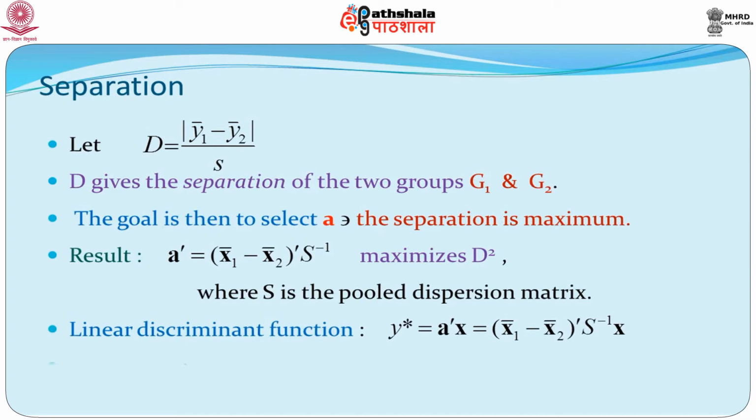And the maximum that this D achieves, or the D square that we can get, is (x1 bar minus x2 bar) prime S inverse (x1 bar minus x2 bar). So what do we get from this result? Firstly, that the discriminant function which maximizes D would be y star, and the maximum value that D can actually achieve is the root of (x1 bar minus x2 bar) prime S inverse (x1 bar minus x2 bar). This is referred to as Fisher's linear discriminant function.